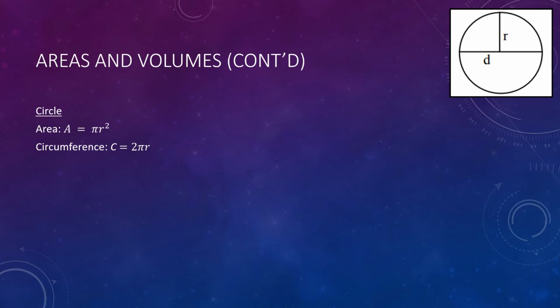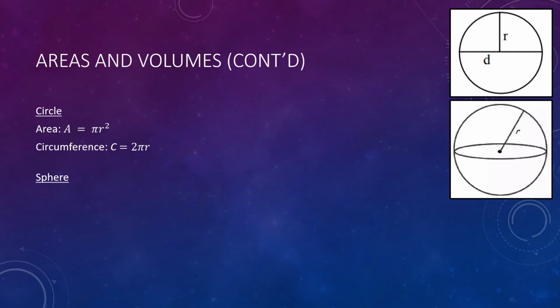Well, let's take this object and extend it into 3 dimensions as well, and we have a sphere. If you wanted to find the surface area of the sphere, that is 4 pi times the radius squared. And if you wanted to find the volume, how much space it takes up, that is 4/3 pi r cubed.